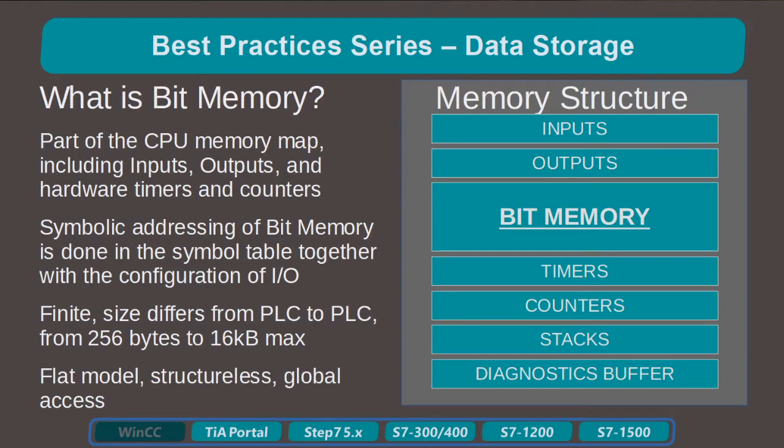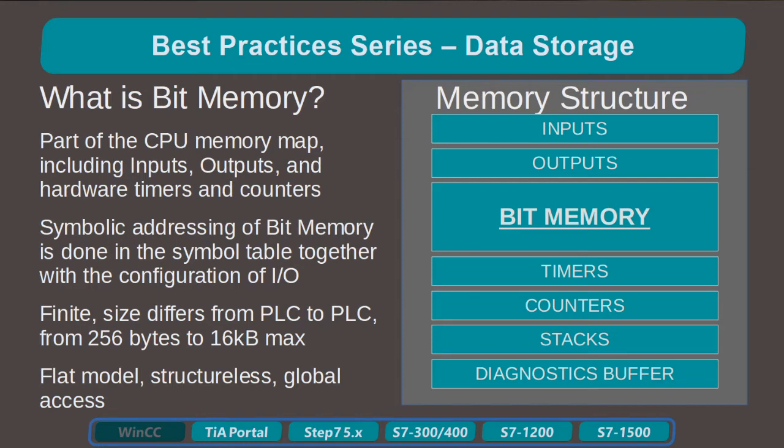So let's look at what bit memory is first. It's part of the CPU's memory map, including the inputs, outputs and hardware timers and counters. The symbolic addressing of the bit memory is done in the symbol table together with the configuration of I/O. It's not done in the user program like a data block is. Bit memory is finite. The size differs from PLC to PLC, from 256 bytes for the old small S7 300 series going up to 16 kilobytes for the new S7 1500 PLCs.